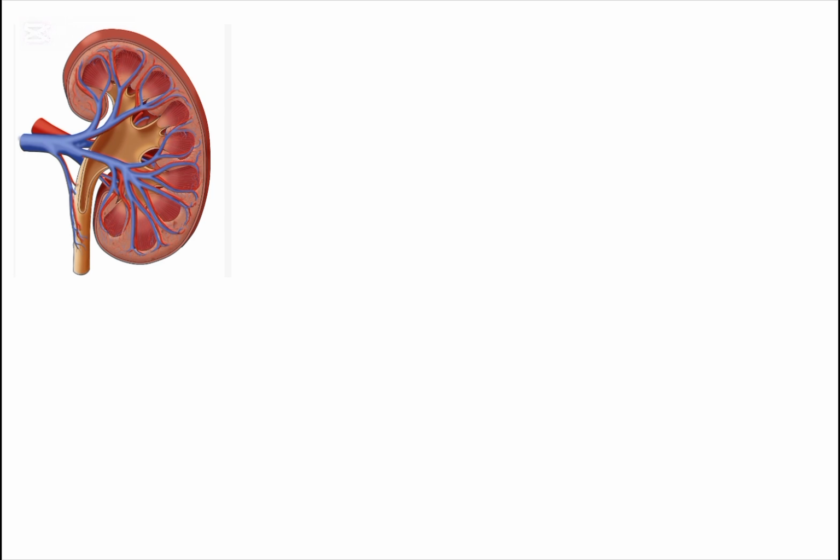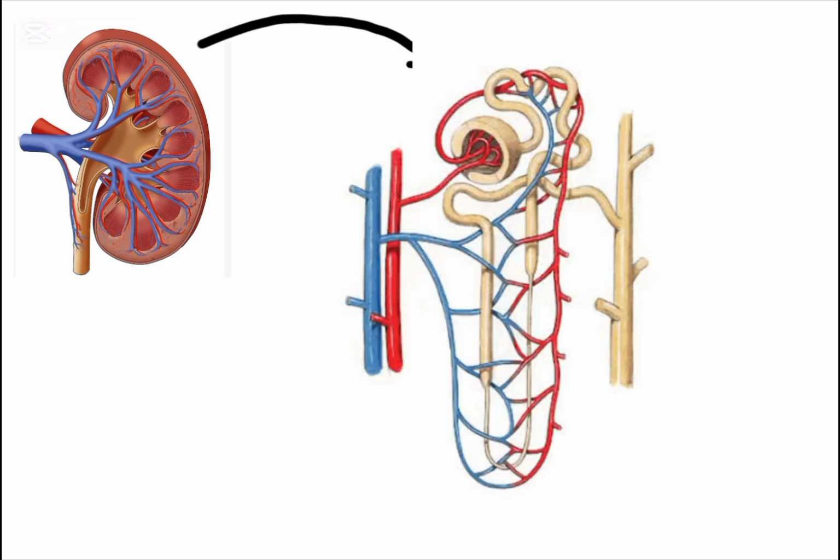Kidneys contain about 1 to 2 million functional units, and the functional unit of a kidney is the nephron. I have already made a detailed lecture video on the anatomy of the kidney and the nephron, so I suggest you first watch these videos for deeper understanding.